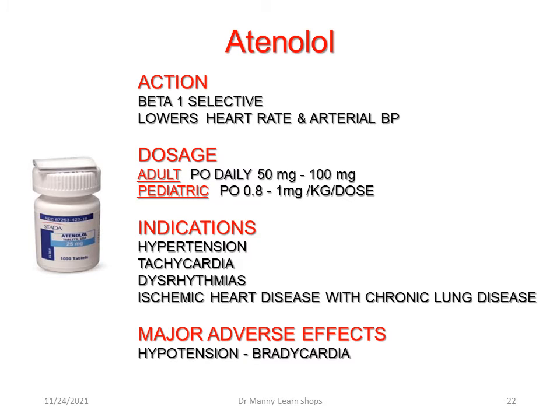Atenolol is a selective beta-1 blocker, and it also lowers heart rate and arterial blood pressure. The dose depends on your organisational policy, but here 50 to 100 milligrams. The indications are hypertension, tachycardia, dysrhythmias, and ischemic heart disease with chronic lung disease, because it doesn't block beta-2 receptors. Therefore, it won't cause bronchoconstriction or breathing difficulties. The major effects could be hypotension and bradycardia.